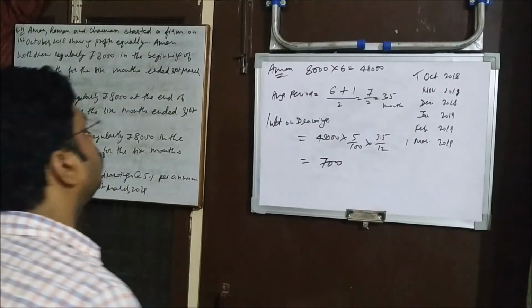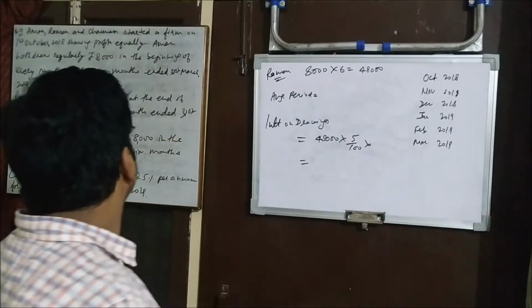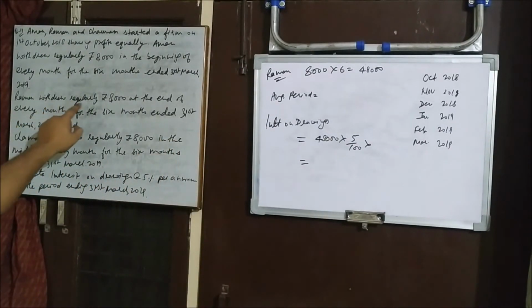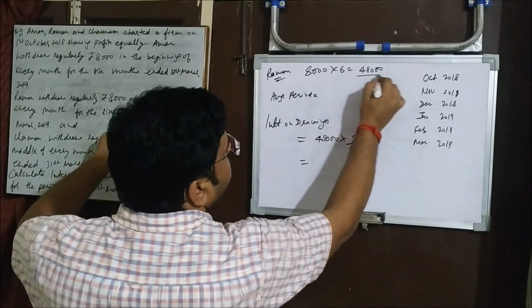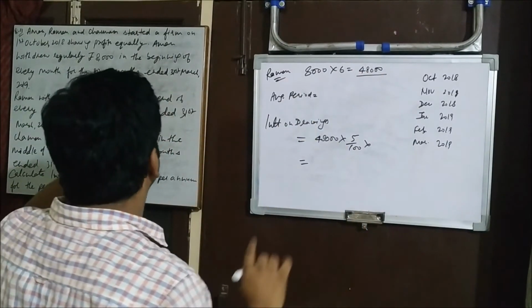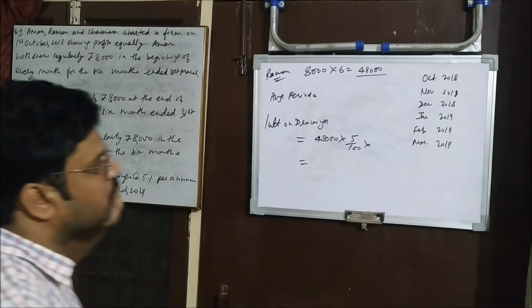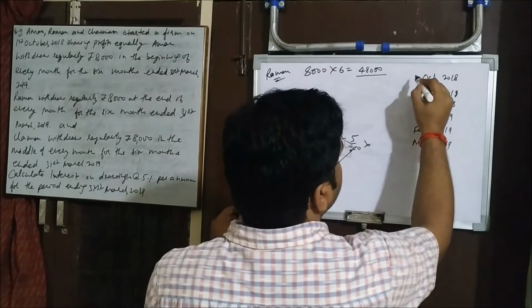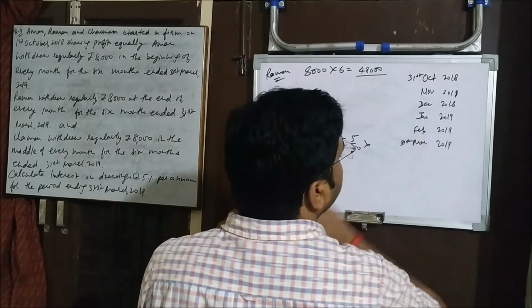Alright. Now let's move on to another case, that is of Raman. So Raman, what Raman did, he withdrew regularly 8,000 at the end of every month for the 6 months. For the 6 months means 8,000 multiply 6, total amount he withdrew 48,000, right? Now average period will be calculated according to this. At the end of every month means the first drawing was made by him on 31st October and the last drawing was made by him on 31st March.